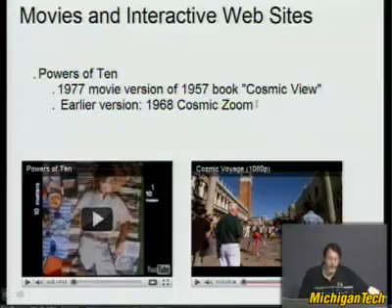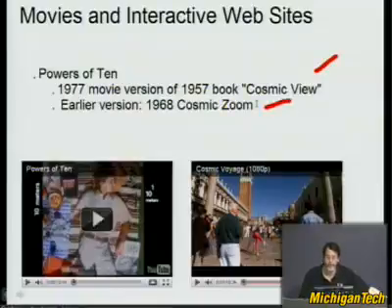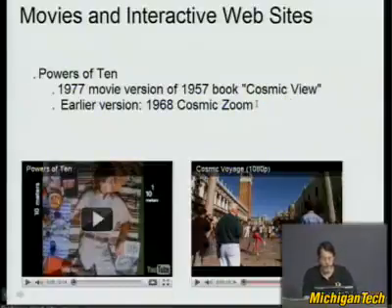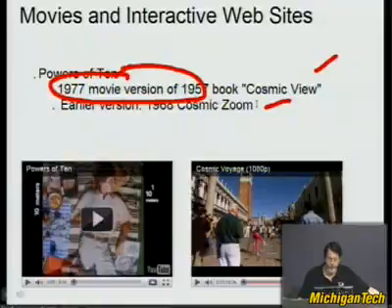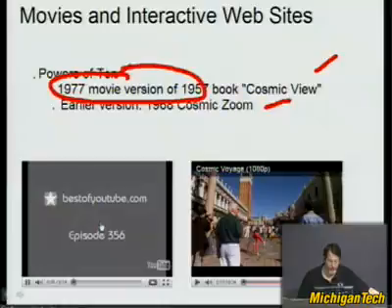One of the earliest concepts of this was in 1957, there was a book called Cosmic View, where you could flip through the pages. And from that, there was a book in 1968 called Cosmic Zoom, where you could flip through the pages. That's not well known. The most popular one that I know is the 1977 movie, and this is what I saw when I was an undergraduate and younger, and it's called Powers of 10, where it plays interesting music as you go. If you go to this page and click on it, you can zoom in.